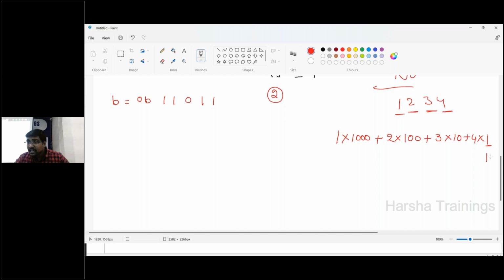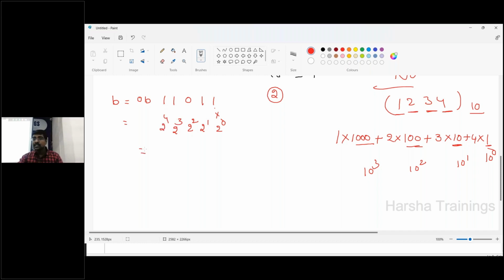1 in the sense 10 power 0. This is the decimal number. The base is 10. 10 power 0, this is 10 power 1, this is 10 square, this one is 10 cube. Now, for this, how to calculate? 1 into 2 power 0. Why? This is base 2. 1 into 2 power 0, 1 into 2 power 1, 0 into 2 square, 1 into 2 cube, 1 into 2 power 4.